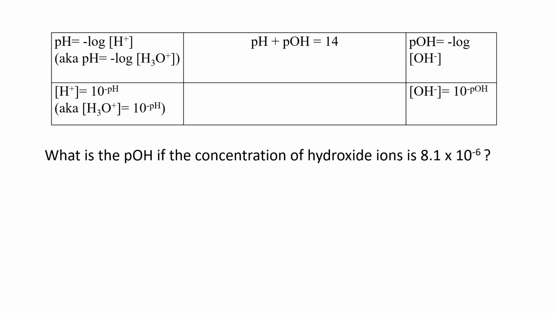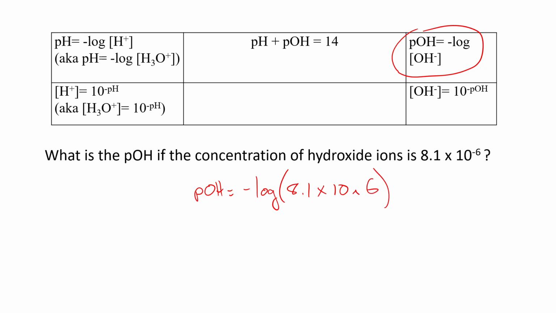What is the pOH if the concentration of hydroxide ions is 8.1 times 10 to the negative 6? Using this same formula here, we're going to do pOH equals negative log 8.1 times 10 and the little caret key, negative 6, close the parentheses and press equals. So negative log 8.1 times 10 caret key, negative 6, close the parentheses, we get 5.09.